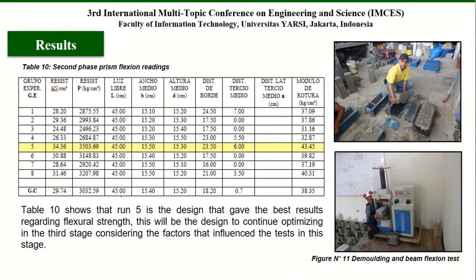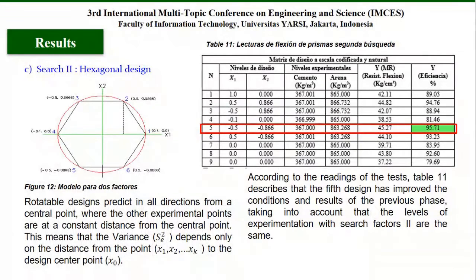Also, we have shown that round 5 in the design gave the best results regarding flexural strength, which will be the design to continue optimizing in the first stage, considering the factors that influenced the test in this stage. Also, we have the hexagonal design with the model of the factors. This is a rotatable design that predicts in all directions from a central point, where the other experimental points are at a constant distance from the central point.